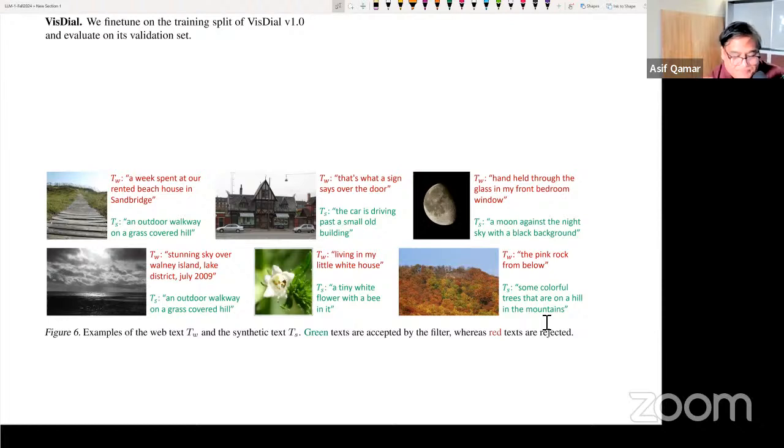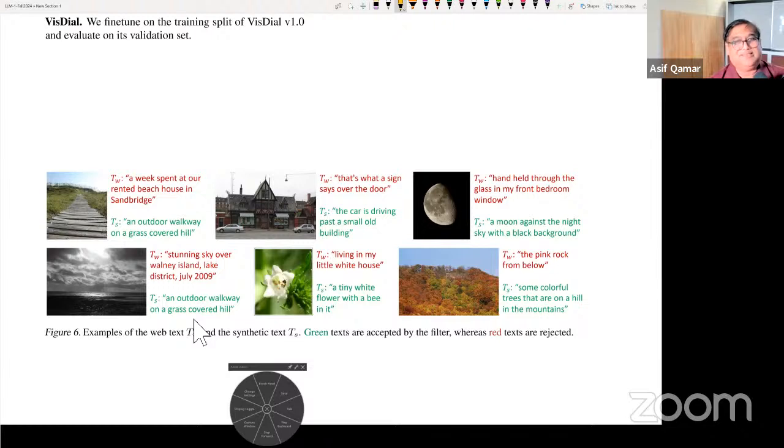So the next image, the bottom row: a stunning sky over Walney Island, Lake District, July this. Again, a context, but a much better description is no. So this time it gets it wrong. It says an outdoor walkway on a grass-covered hill. No, I think this is not a problem in the model. This is probably a typo in the paper itself. My own guess would be, this would be a typo coming from the paper itself.